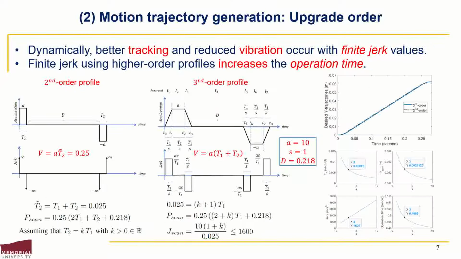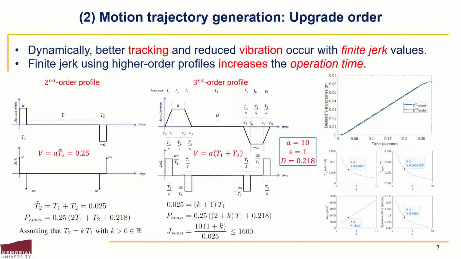It is well known in the literature that better tracking and reduced vibration occur dynamically when the reference motion profile has finite jerk values, and therefore a higher die yield is expected. Such values are associated with higher order motion profiles that can be given in the form of polynomials with continuous or switched coefficients. The following figures show a second and a third order motion profile, where the latter has finite jerk values.